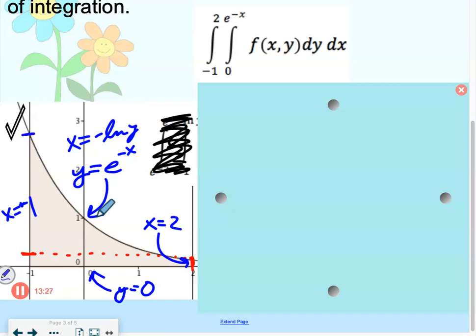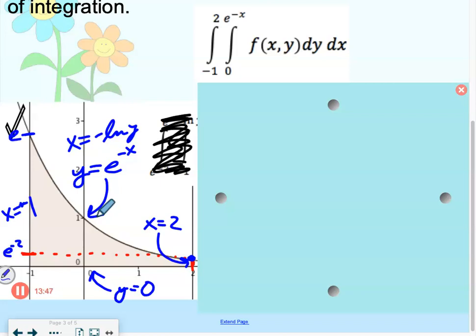Well, the height of this guy is actually this height over here, which is what you get when you plug 2 into e to the negative x. So this is y equals e to the negative second. I should probably do this in a different color. And then this one is what you get when you plug -1 into e to the negative x. So you get y equals e.